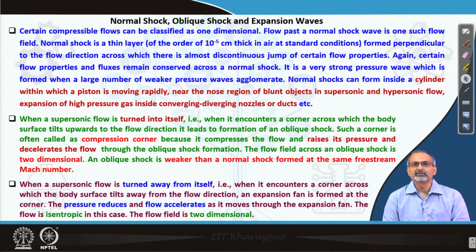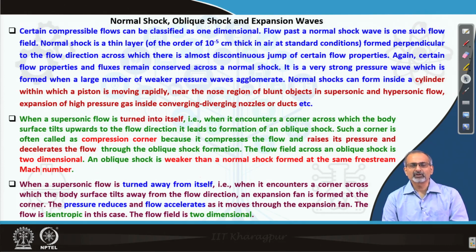It can form near the nose region of blunt objects in supersonic and hypersonic flow, and in the expansion of high pressure gas inside converging-diverging nozzles or ducts. Usually you will see shocks in the diverging portion of a CD nozzle or near the exit of the nozzle, or you may see an oblique shock formed at the exit, which comes next.